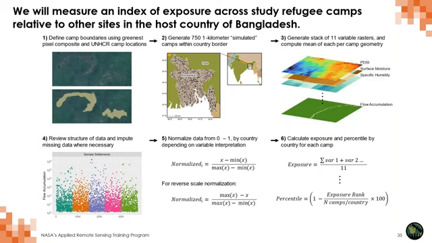After this, we'll review the data structure, perform any imputations or modifications if that's necessary. And then finally, we'll normalize the data at the country level. And after that, we can generate the exposure index and percentile for each camp.